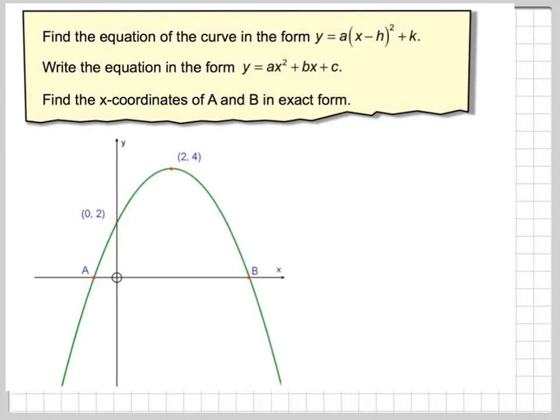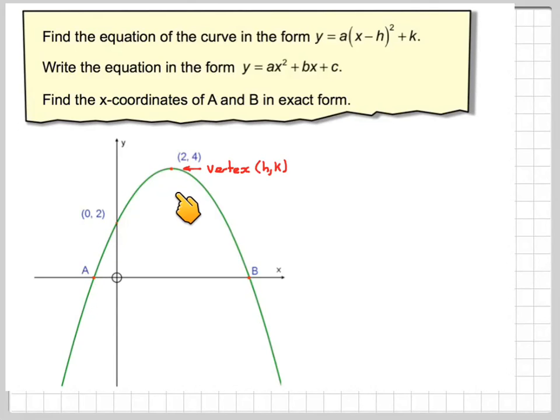Often the question is given in reverse. You're given the equation of the curve and you have to come up with the equation. So let's have a look at that. Find the equation of the curve in the form y is equal to a(x minus h) squared plus k. Then write down the equation in the form ax squared plus bx plus c, and then find the x coordinate of A and B.